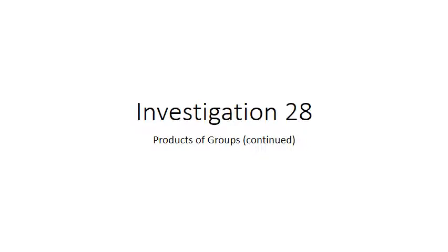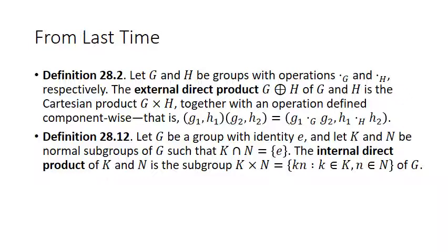So Investigation 28, this is products of groups. So here are the most important things that we learned last time. We learned the definition of an external direct product. Let G and H be groups with operations that are denoted like this. This is the multiplication in G and this is multiplication in H. Then the external direct product of G and H is the Cartesian product, G cross H. So those are the elements that make up the external direct product.